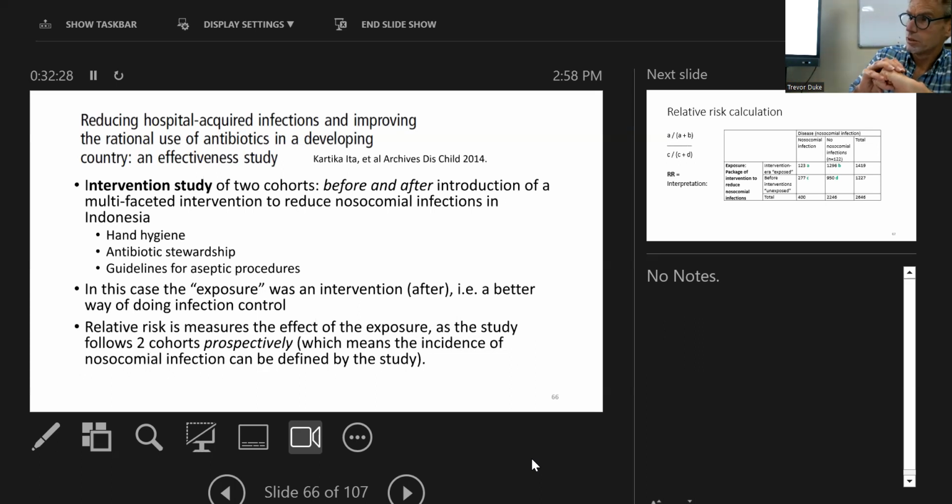Does that make sense? Looking at two cohorts, and it's following children right to the end of their admission, but it's following a lot of children right to the end of their admission over a 12-month period. So 12 months before and 12 months afterwards, right? So two cohorts that go each for 12 months and looking at the relative risk of having a nosocomial infection if you happen to be in the era where that better infection control was. Does that make sense? Yeah.